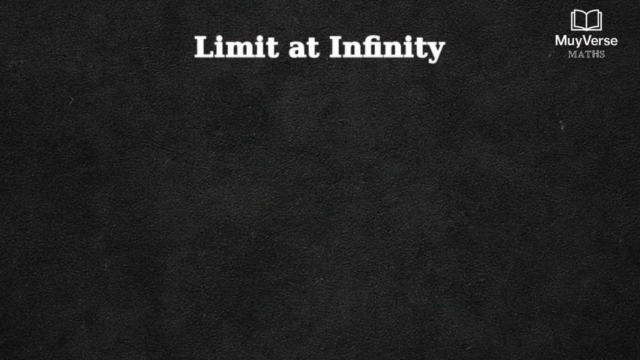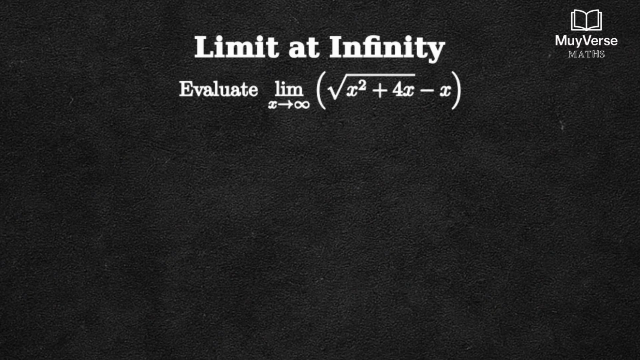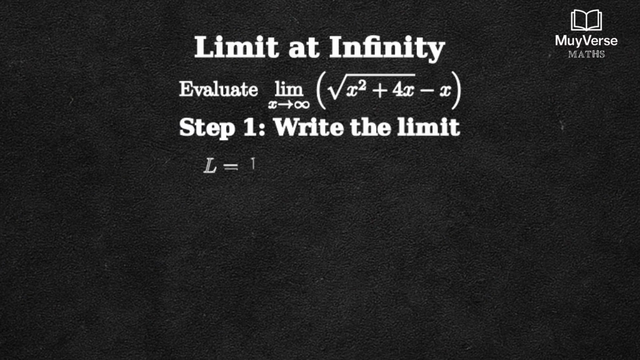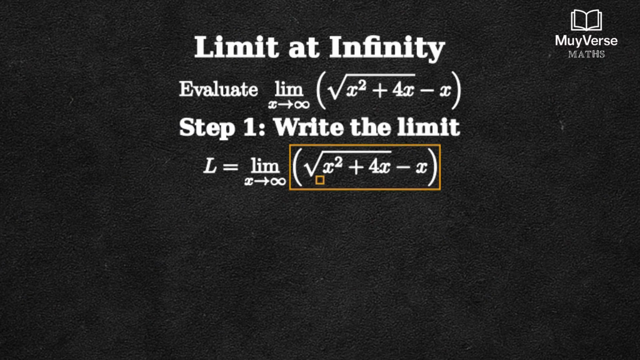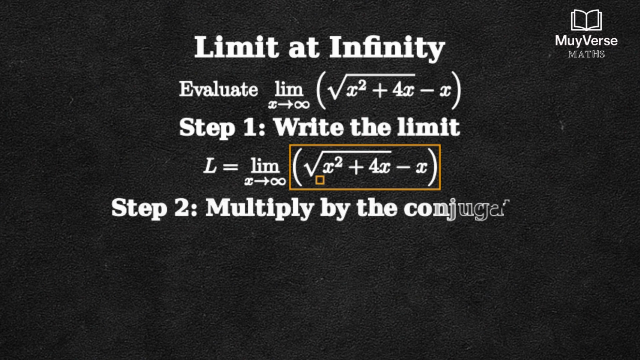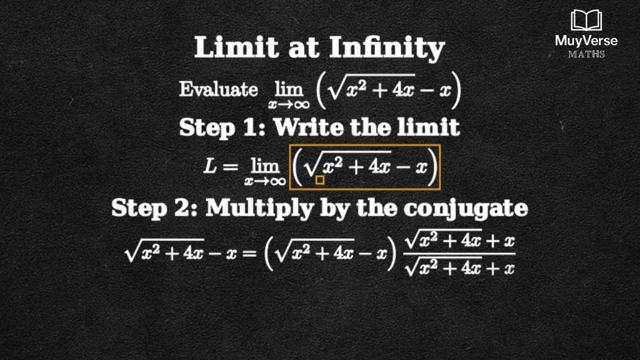Limit at infinity. We will evaluate the limit using a fast, rationalizing trick with every step shown clearly. Here is the problem. Step 1. Write the limit cleanly. We will call it capital L. Step 2. Multiply by the conjugate to rationalize the numerator. We multiply and divide by square root of x squared plus 4x plus x.